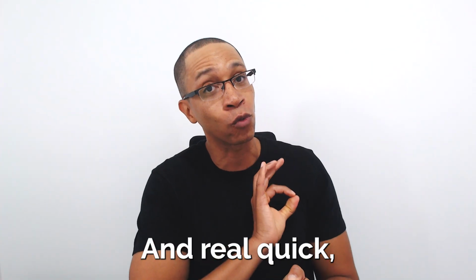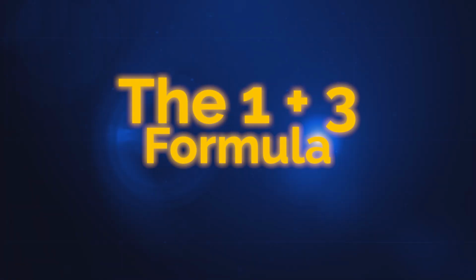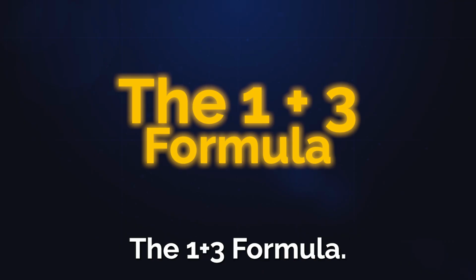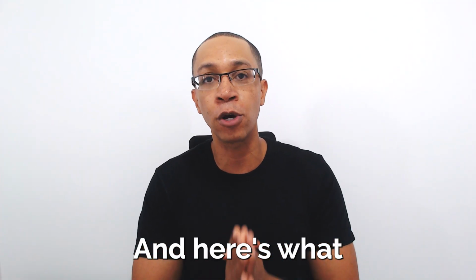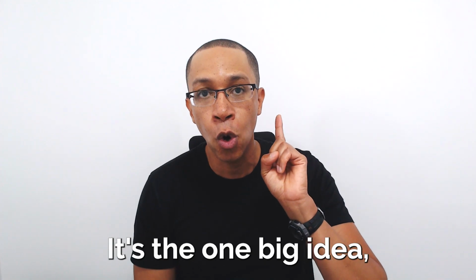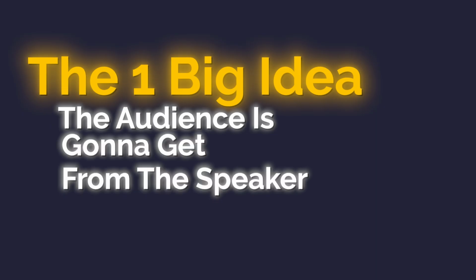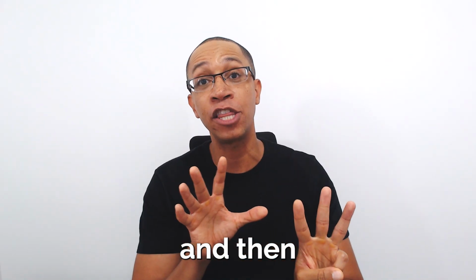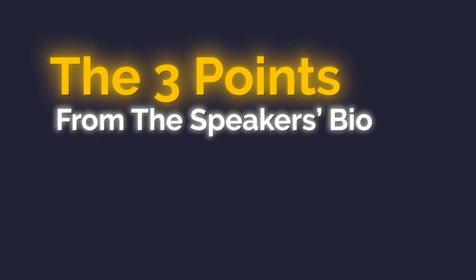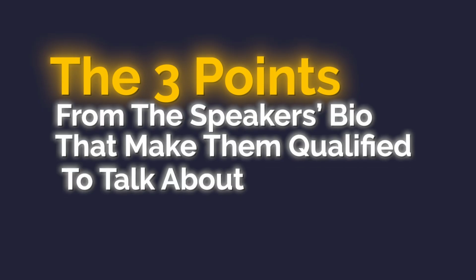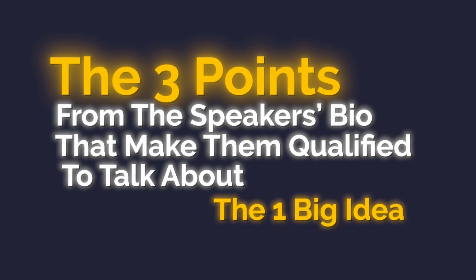And real quick, write this down. It's called the 1+3 formula, right? My formula for introducing speakers is called the 1+3 formula. And here's what those numbers mean. It's the one big idea, the one big thing that the audience is going to get from listening to the speaker, and then 3 points from the speaker's bio that make them qualified to talk about the one big idea or the one big thing.